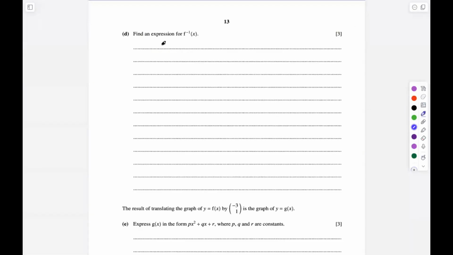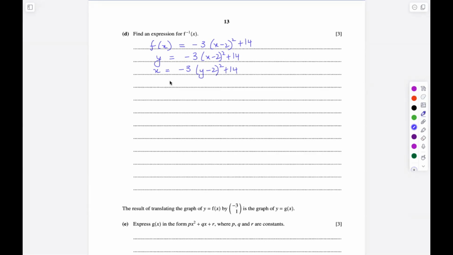In part D, we have to find an expression for f inverse of x. Now, in the previous part, we found out that f of x was equal to minus 3 into (x minus 2) whole squared plus 14. To find the f inverse function, we'll first write y equals minus 3 into (x minus 2) whole squared plus 14. Now, exchanging the values of x and y, this will be x equals minus 3 into (y minus 2) whole squared plus 14.